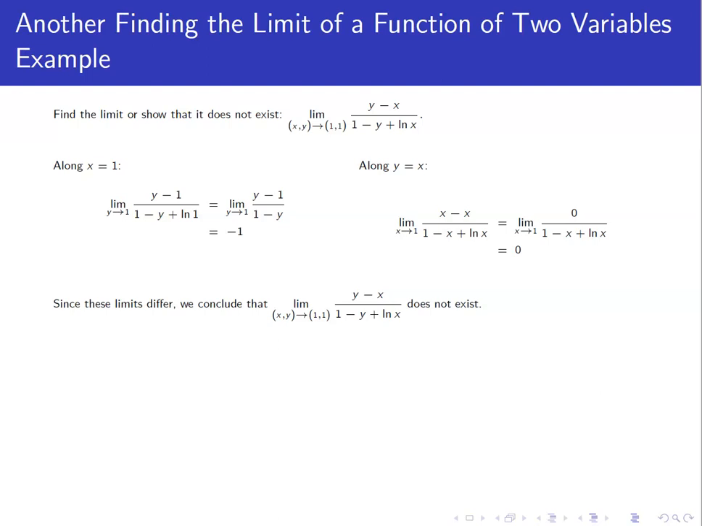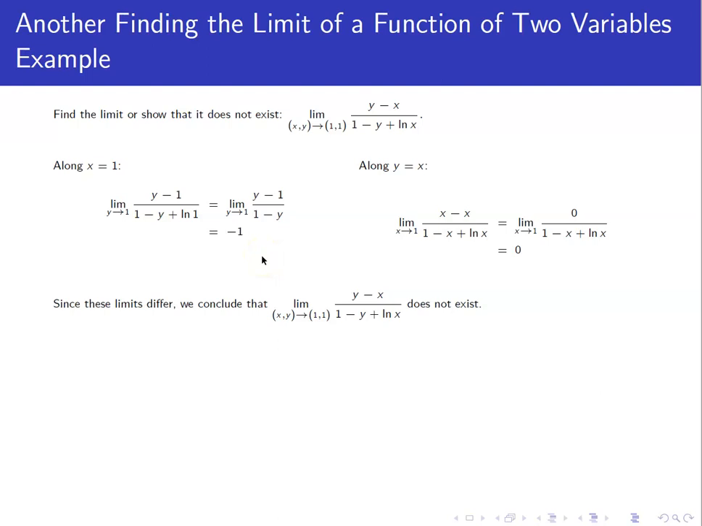If we do that, we can replace all the x's with 1's, and then we still have the limit as y approaches 1 of (y minus 1) over (1 minus y). That cancels out to be negative 1, and certainly the limit of negative 1 is just negative 1. So we conclude that along the line x equal to 1, this limit turns out to be negative 1.